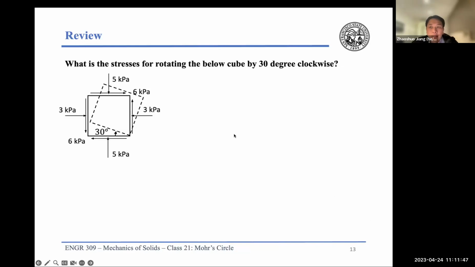Okay. Now, last class, we used an example. We used the small cube where we had identified the stresses before. We used that example to see what happens if we rotate that small cube clockwise 30 degrees, and how we are going to identify the stresses on plane C and plane D. And then we were done with that.